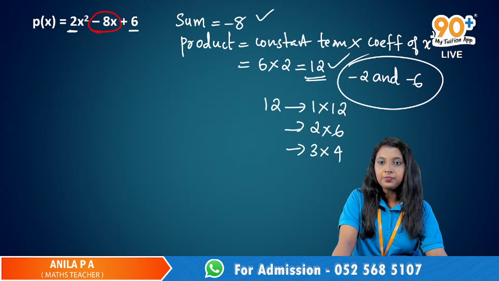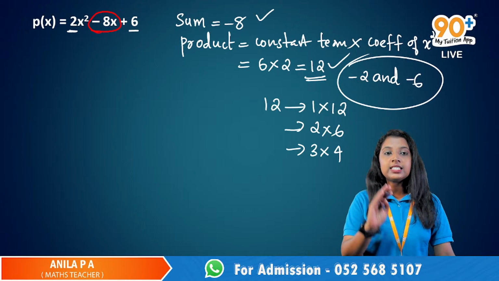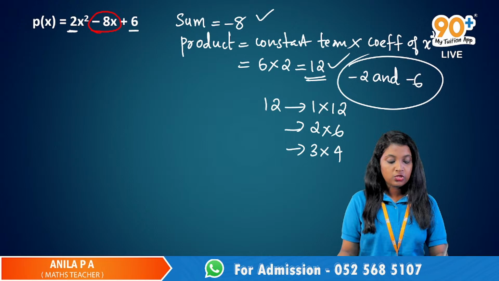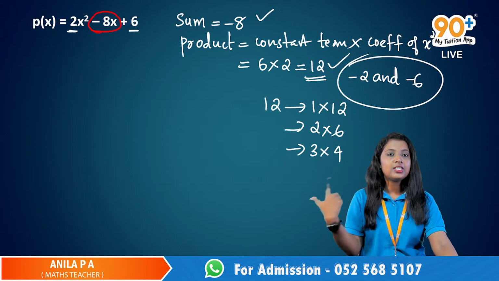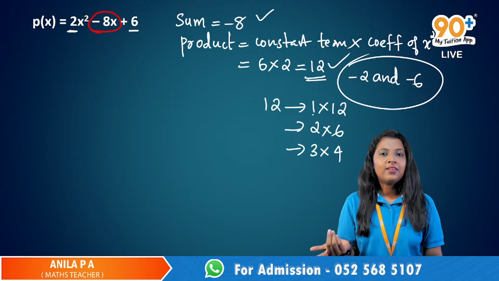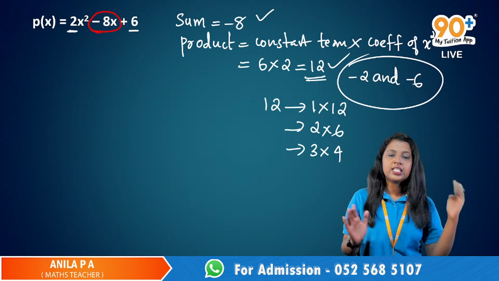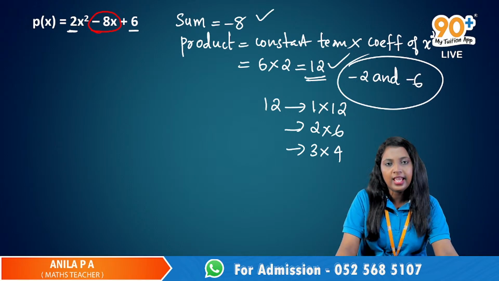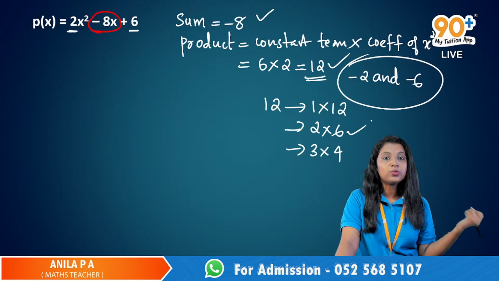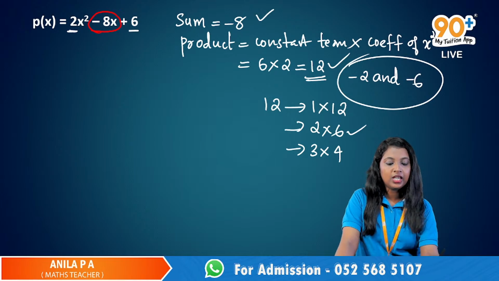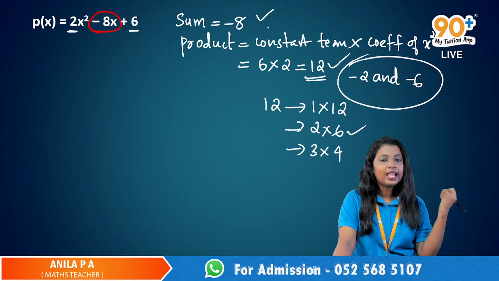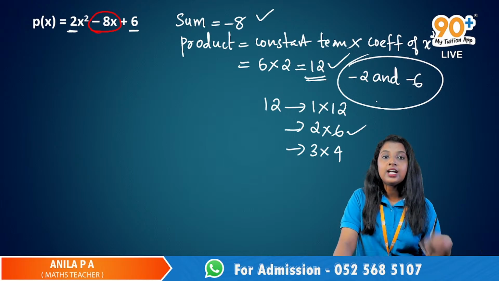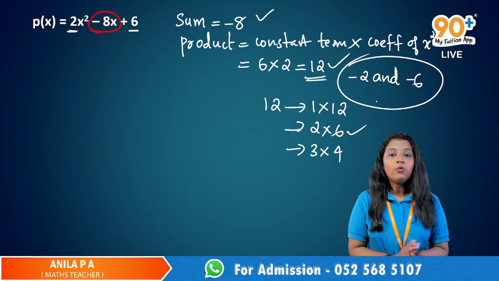Is it clear? So what we have to do is, we always consider this product, and we write the factors of that number. Here it is 12, so 1 into 12 is 12, and let's check whether we can make this sum 1 plus 12, or negative 1 negative 12, or 1 minus 12. No, it's not going to be negative 8. So let's look for the second one, 2 into 6. 2 into 6 is 12, but here 2 plus 6 is not negative 8, it is positive 8. So let's change the sign to negative 2 and negative 6. So the numbers are negative 2 and negative 6. Now we have to split the middle term.